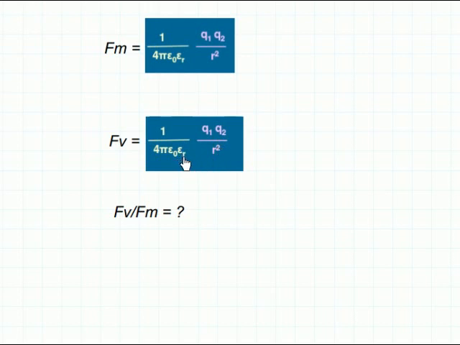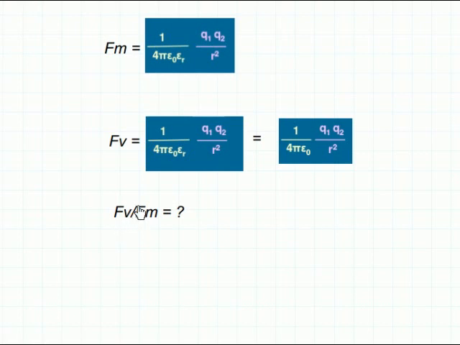where epsilon r is equal to 1. So Fv is equal to 1 by 4 pi epsilon 0 q1 q2 by r square. Now if you find the ratio F vacuum divided by F medium, what will be the result? That is, force between two charges q1 q2 placed in vacuum divided by force between the same two charges placed at same distance but in a medium. What will be the result?